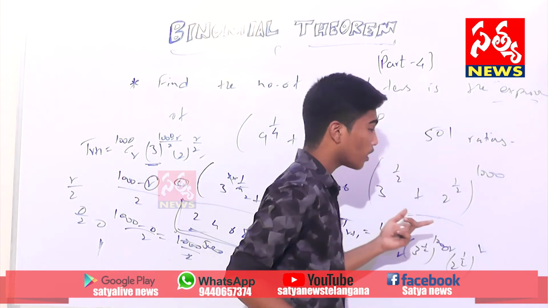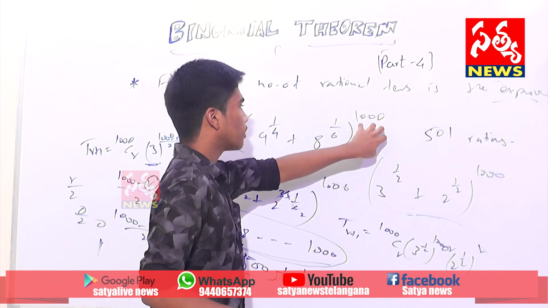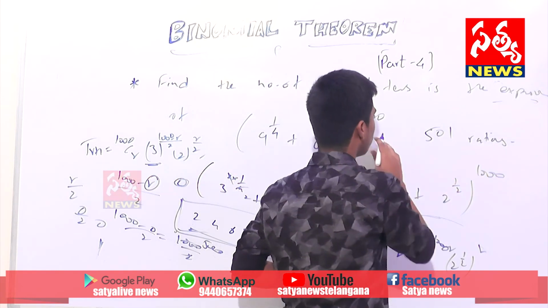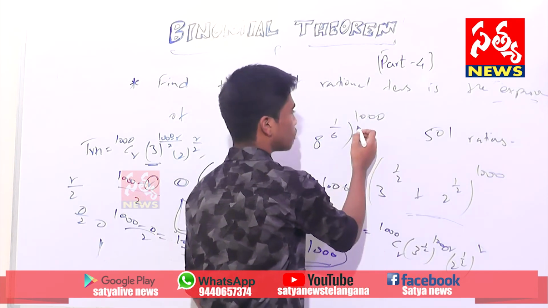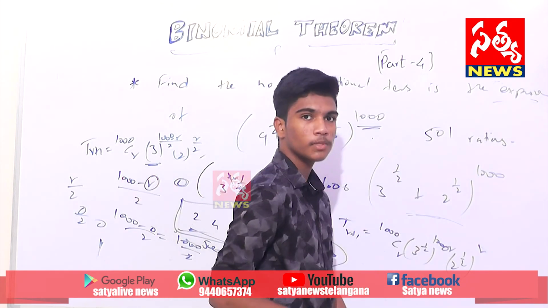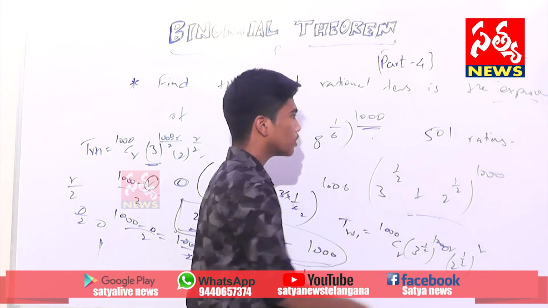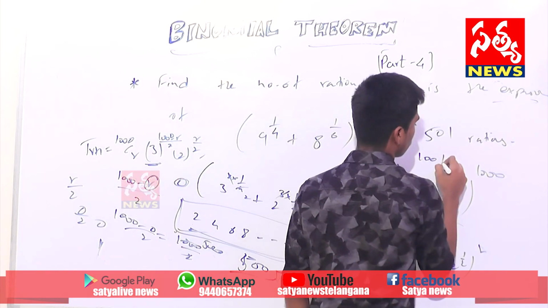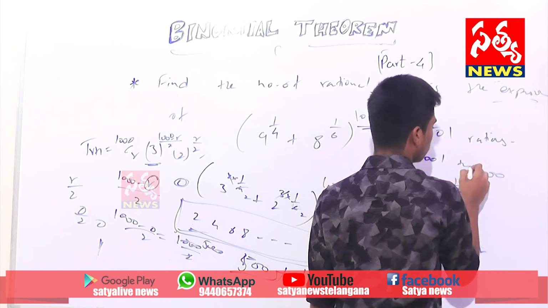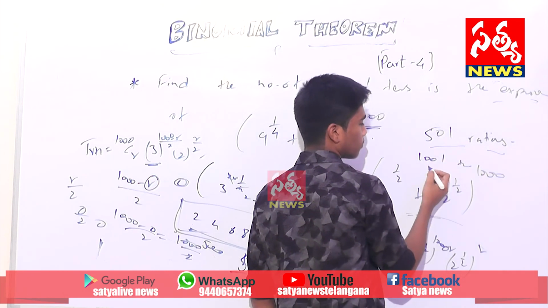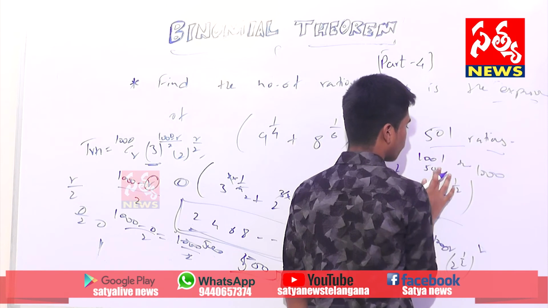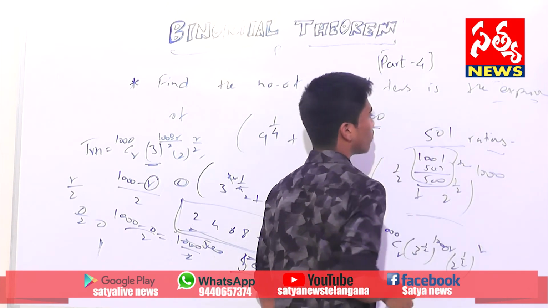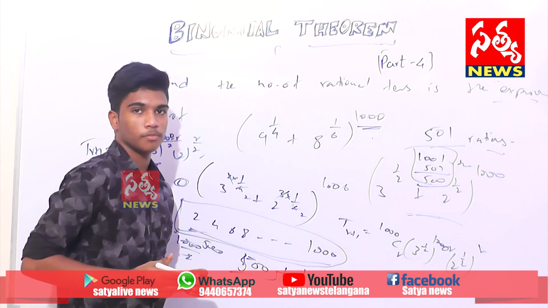How many terms are remaining? As there is 1000, the number of terms in a binomial expansion is n plus 1. If it is n, then the number of terms is n plus 1. Here n is 1000, so 1000 plus 1 is 1001. 1001 are total terms and 501 are rational terms. By subtracting, we get 500. So 500 terms are irrational terms. Okay.